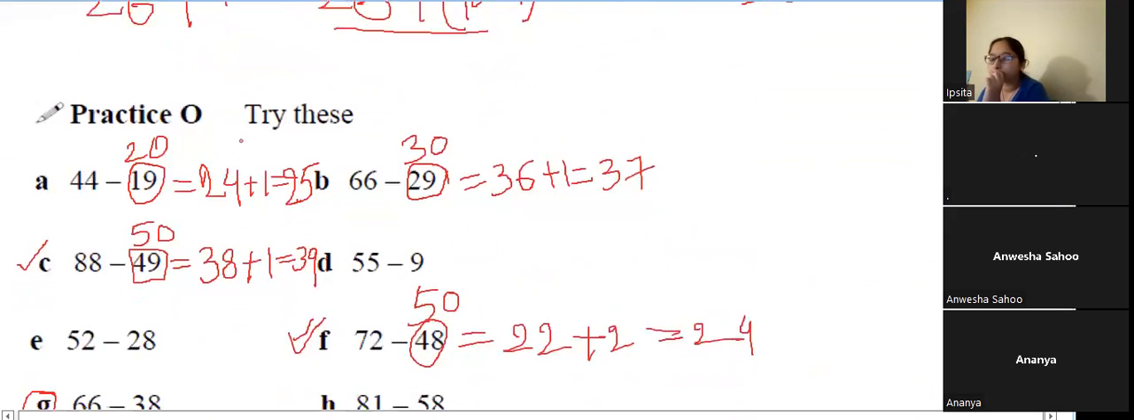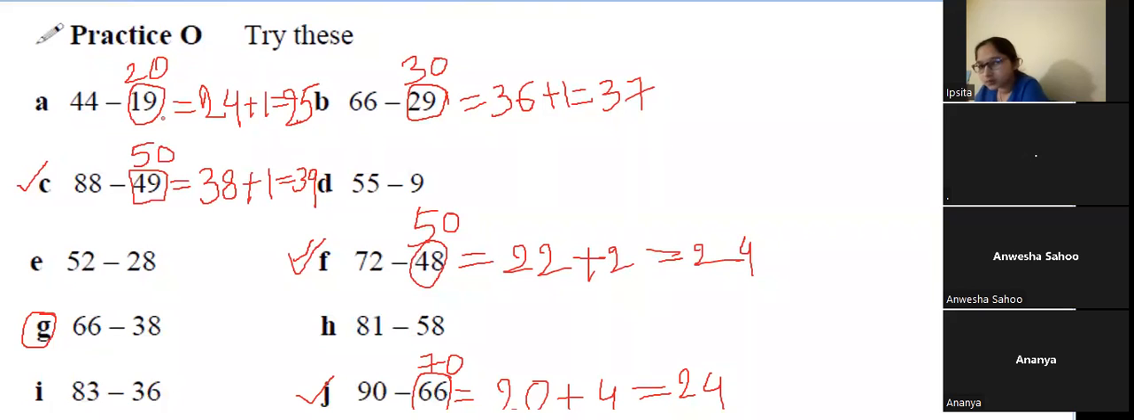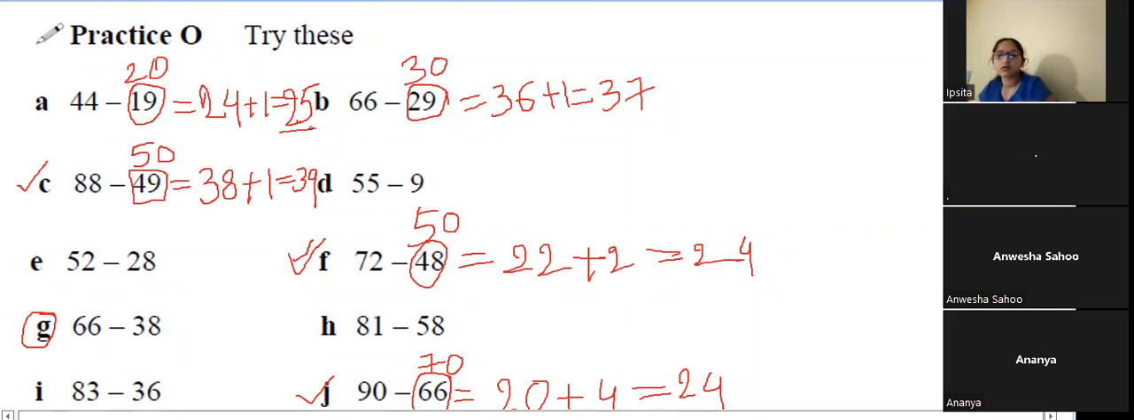Just see question number 1. 44 minus 19, can I consider it as 45 minus 20? Yes, sir. 45 minus 20, the answer is 25. We got it already. Easy or not? Easy, sir. All of you are understanding or not? If you face any problem, just let me know.